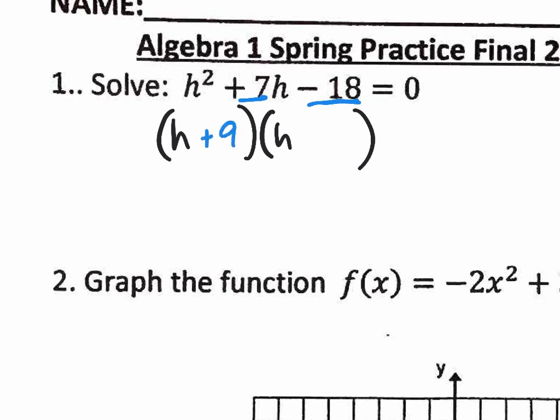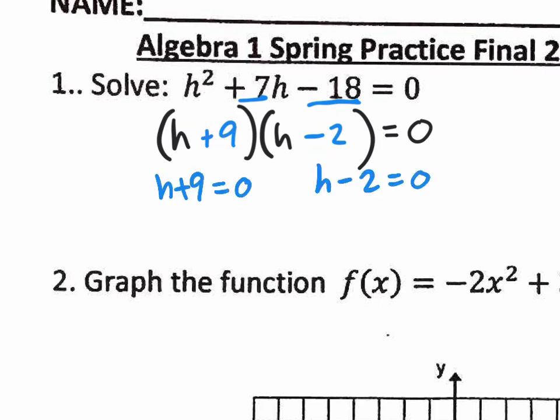Positive 9 times negative 2. That's exactly right. So that is the factored form. It's still equal to 0. Now the zero product property says that if you have something times something and it's equal to 0, then that first something could be 0 or the second something could be 0. So that's what we're going to do. We're going to take both of these and set them each equal to 0. So let's solve both of them.